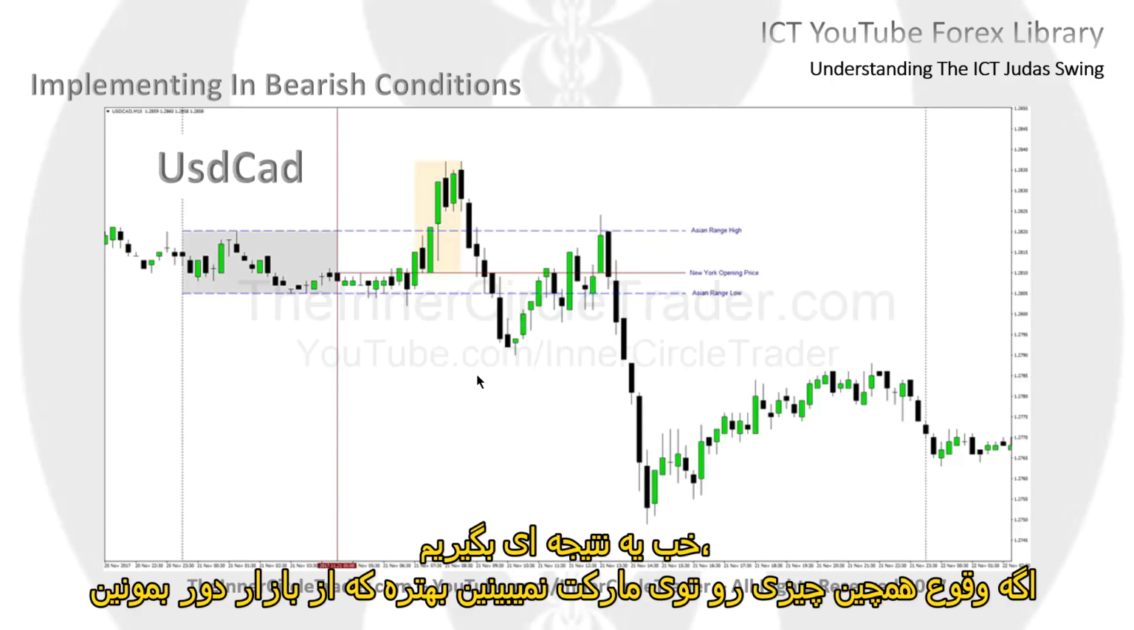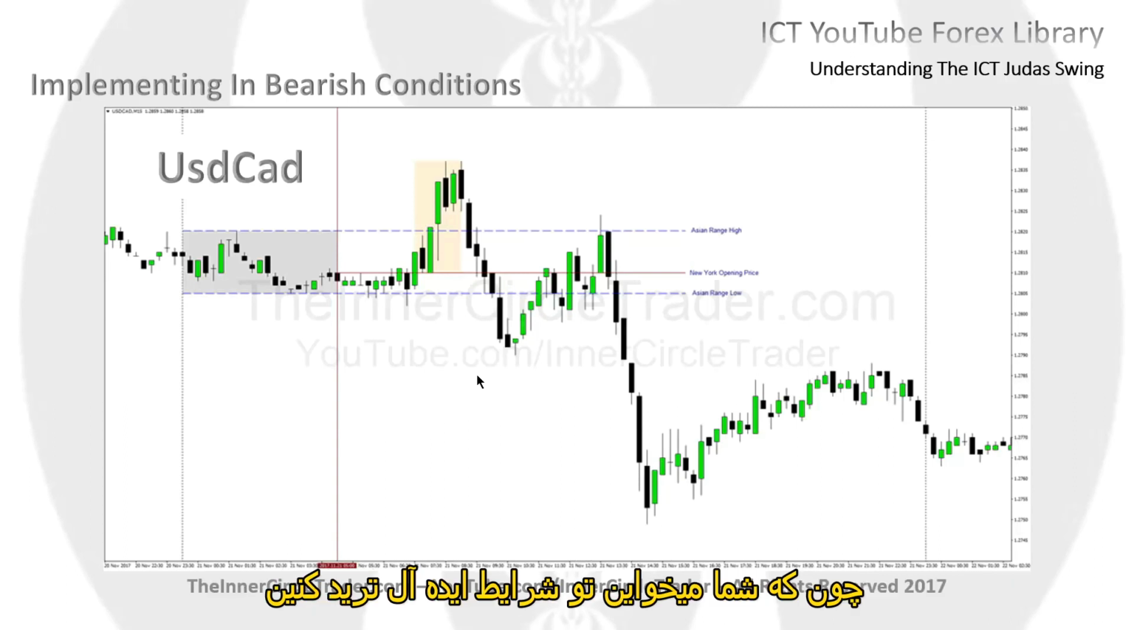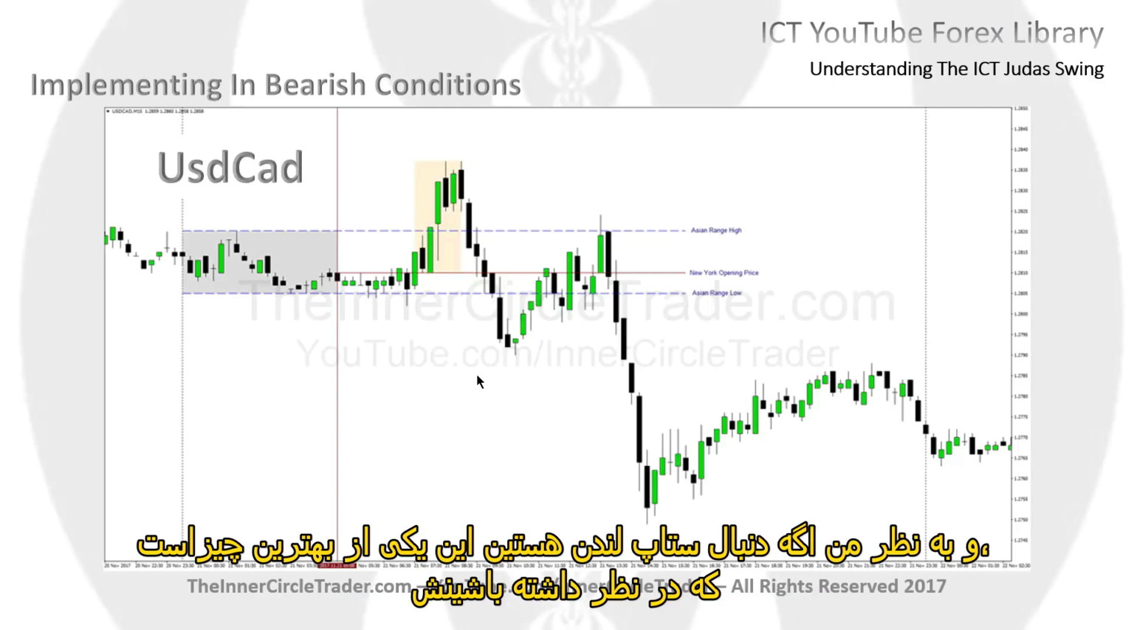Now, here's the takeaway from this. If you don't see this phenomenon take place, it's probably better for you to stay out of the marketplace, because you want to be trading in the most highly probable condition. And in my opinion, if you're looking for London setups, this is one of the best things to look for and one of the hallmarks of outstanding London sessions.